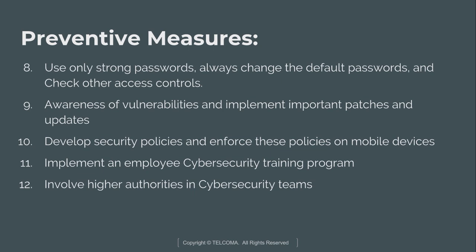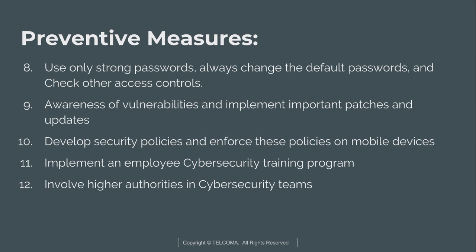Next preventive measure is awareness of vulnerabilities and implementing important patches and updates. So here the organization must make its employees aware of the vulnerabilities and also of the latest updates and patches released to tackle those particular flaws in a system. So we have to set the software to the auto update feature to avoid missing critical updates. These patches and software updates are designed to fix the known vulnerabilities and must be recommended for any internet connected devices.